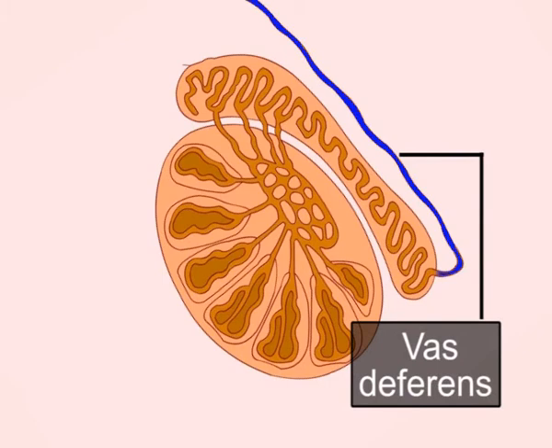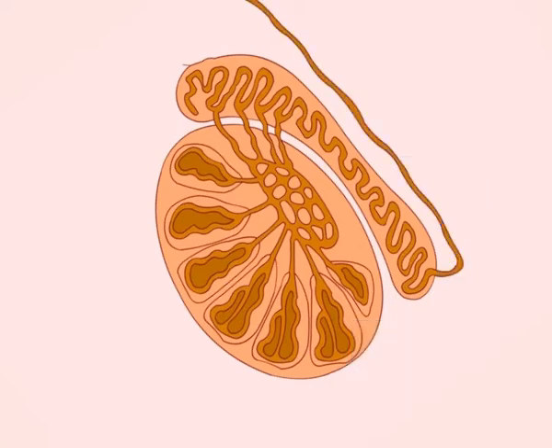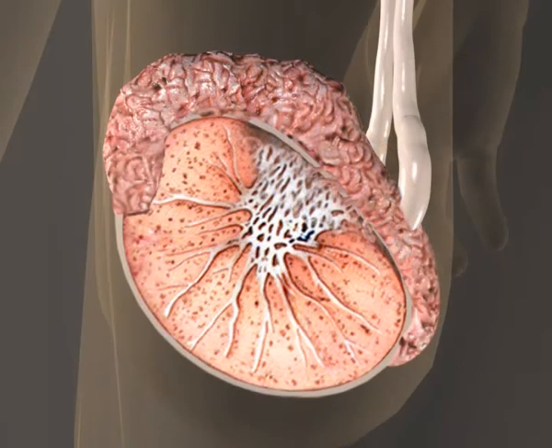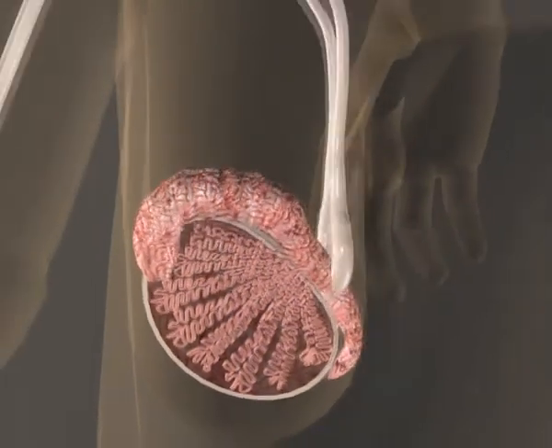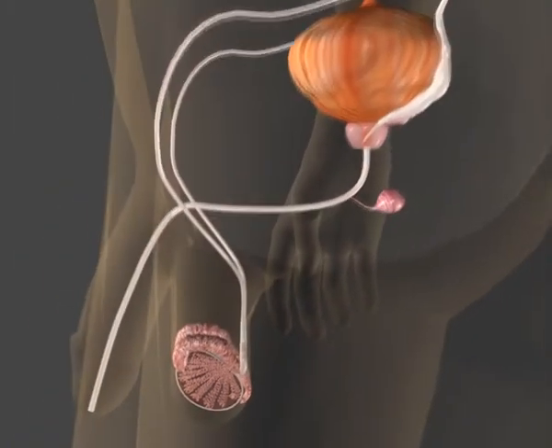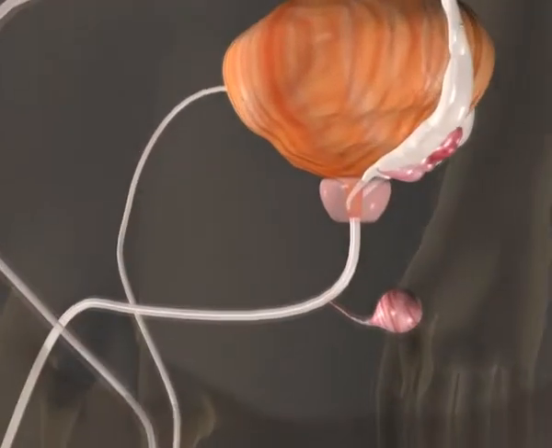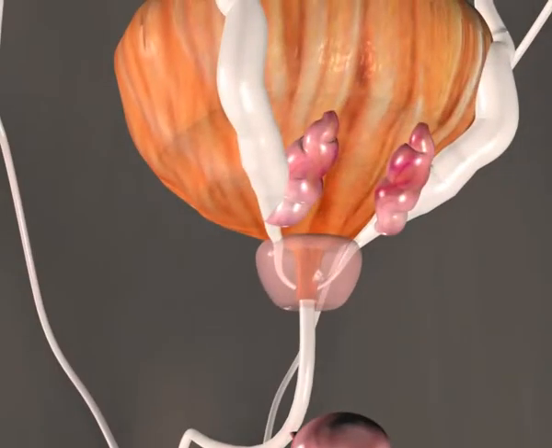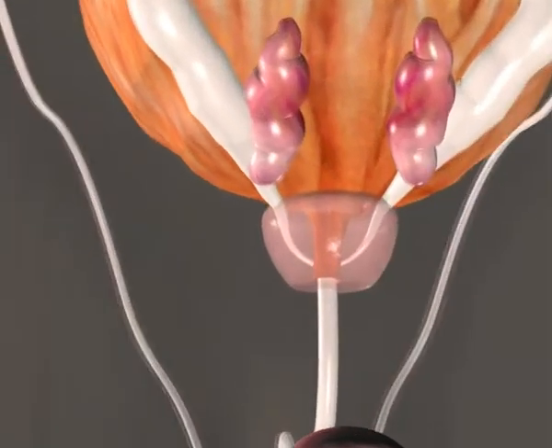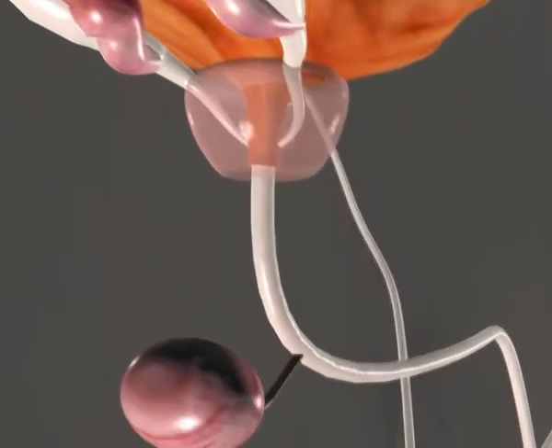Seminal vesicle also sends a duct which joins vas deferens. Vas deferens finally opens into urethra as ejaculatory duct. Ejaculatory ducts enter prostate gland, pass through it, and join the prostate urethra to produce single urinogenital duct.